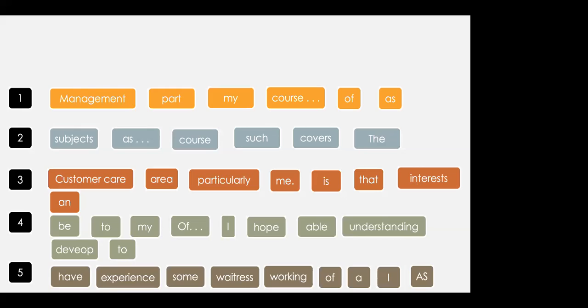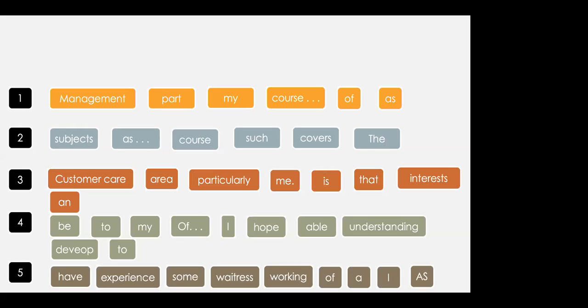Okay. Number 2, subjects, as, course, such, covers, the. Me. Okay. Teacher. The course covers subjects such as. Very good. Okay, very good. Because in the email, he said the course has subjects like, it's better such as than like. Excellent.